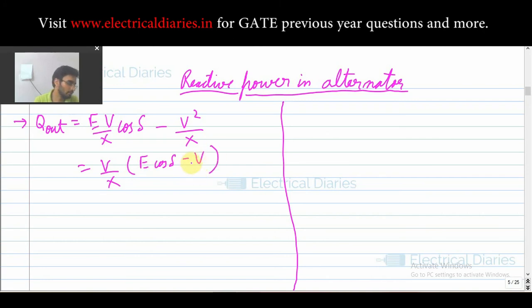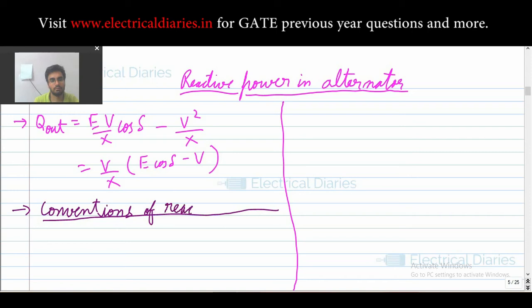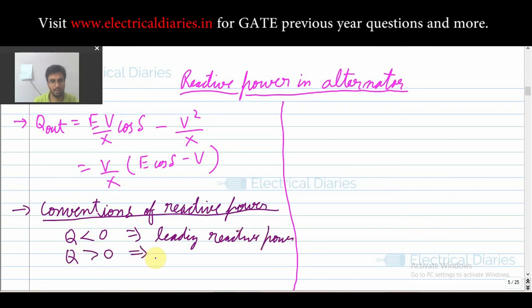Now let us talk about the conventions. These conventions are valid for any discussion regarding reactive power. Wherever there is reactive power, these conventions will hold, so you don't have to worry. A Q less than 0 implies leading reactive power. Q greater than 0 implies lagging reactive power.